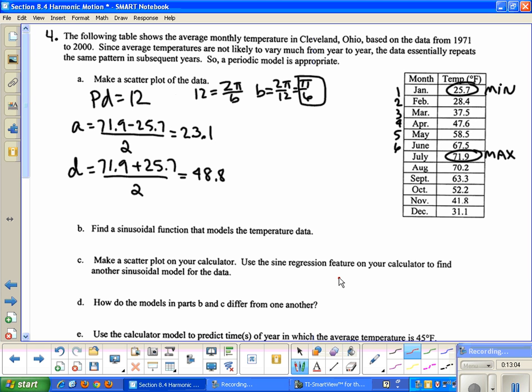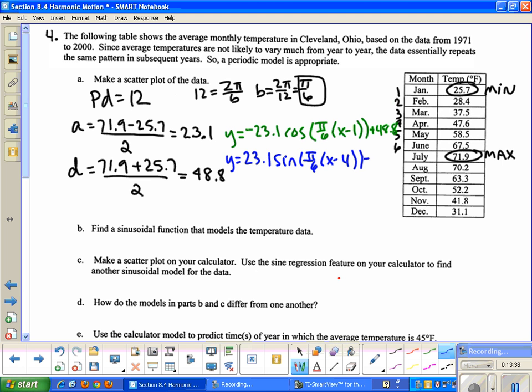So if I go back to my equation, I can make a cosine or a sine graph, as we said. If I did the cosine graph, we would have y equals negative 23.1 times the cosine of my b value times x minus 1, and then plus my vertical shift 48.8. So that would be the cosine graph. If I did the sine graph, I would get y equals 23.1 times the sine of pi over 6 times x minus 4 plus 48.8.